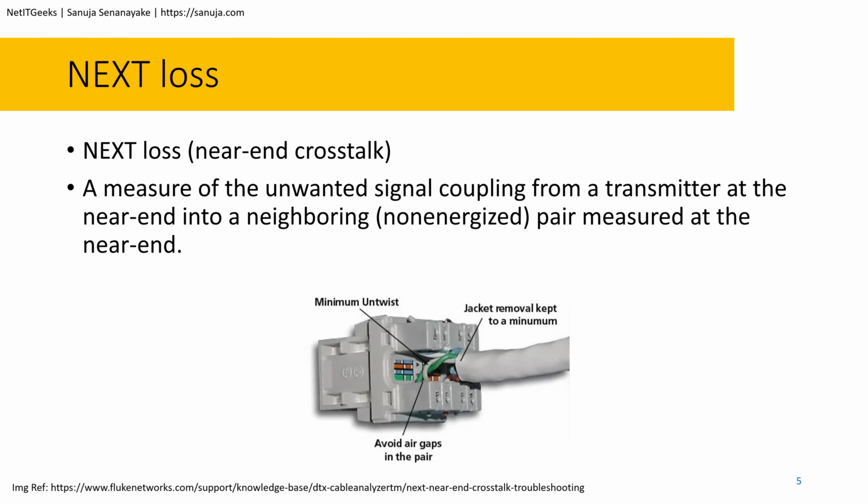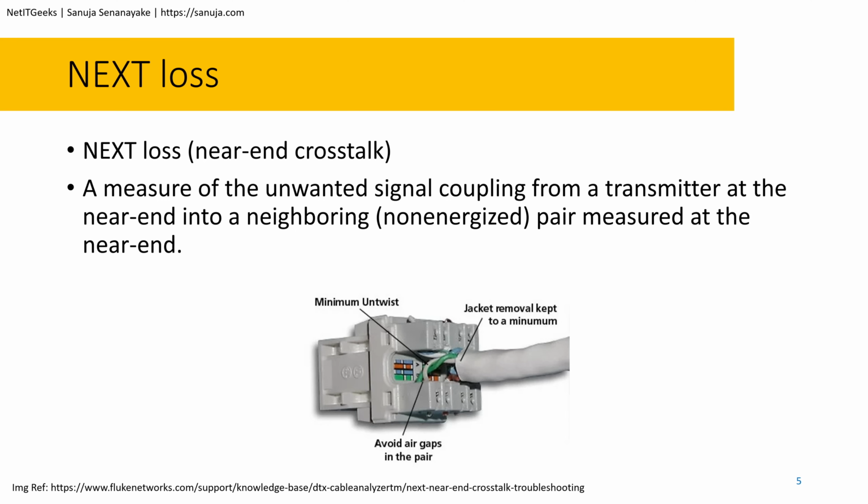The next one is basically NEXT loss. NEXT loss, get it? So it's called the NEXT loss, which is basically the near end crosstalk, also known as NEXT loss. It's a measure of the unwanted signal coupling from a transmitter at the near end into the neighboring non-energized pair measured at the near end.